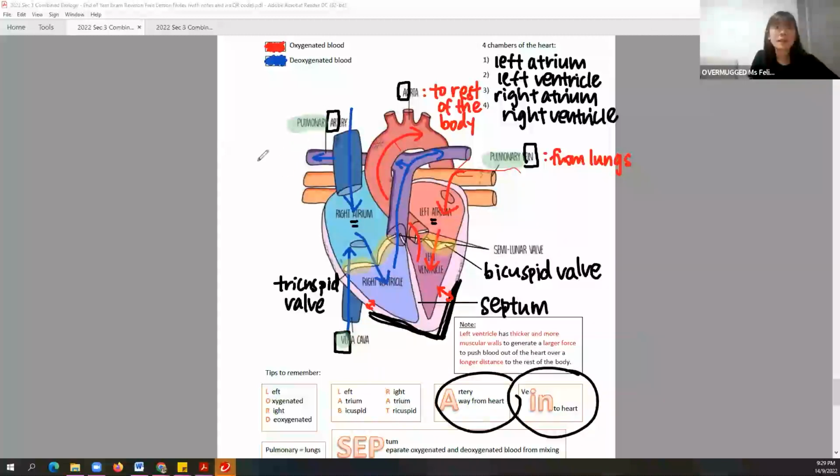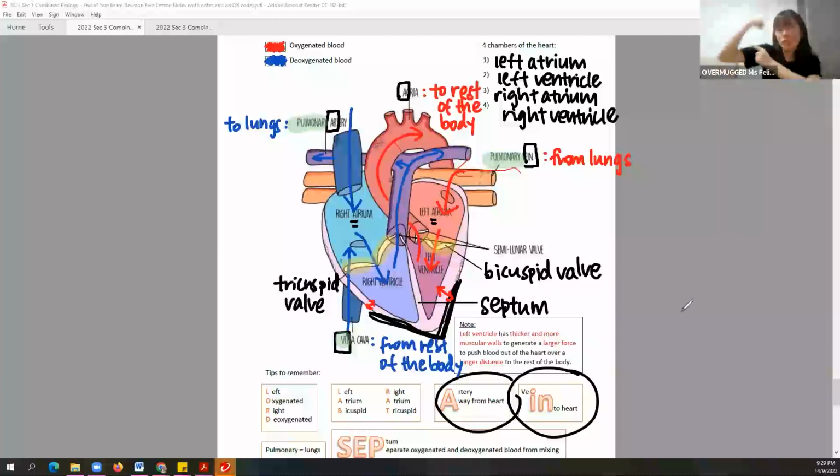Then this pulmonary artery, this one is actually to the lungs. Then for the vena cava, this one is from the rest of the body. Follow and copy all of them in. So based on this, the aorta will pump to the rest of the body. That's why it needs to be thicker. It might need to be more muscular, because when you have more muscles, you have more force to be able to push it over a longer distance.